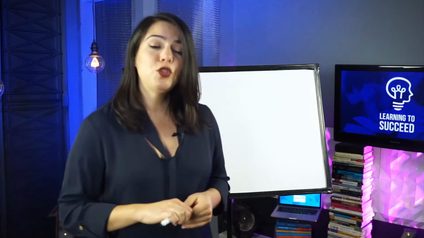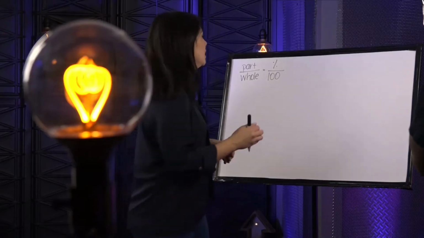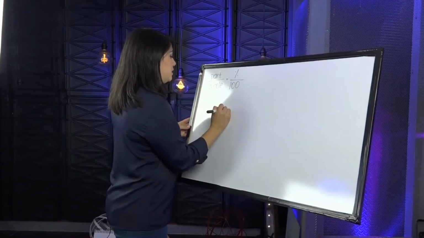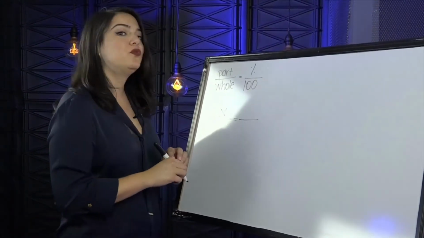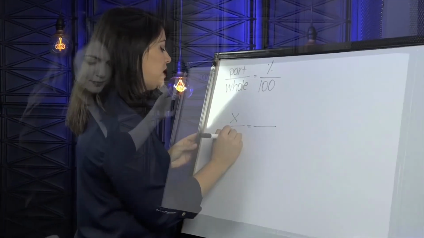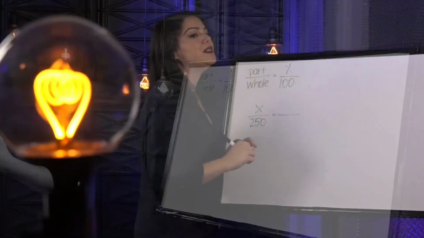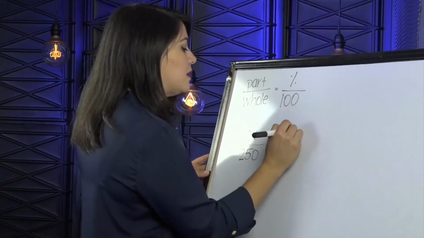So the 250 is going to be our whole, the 20% is our 20%, and our unknown is going to be the part. So when we do our formula, let's go ahead and put in x for the part. Remember that our whole was 250 because there are 250 students at the field day. 20% of them are wearing hats.